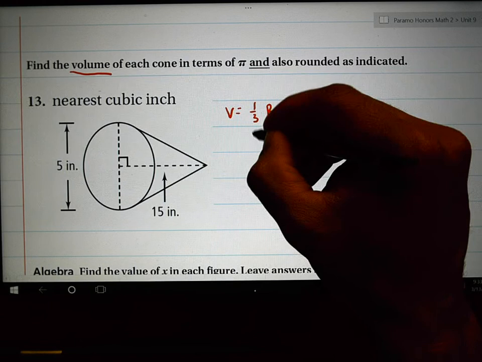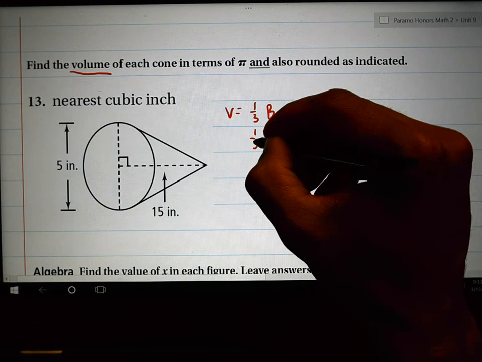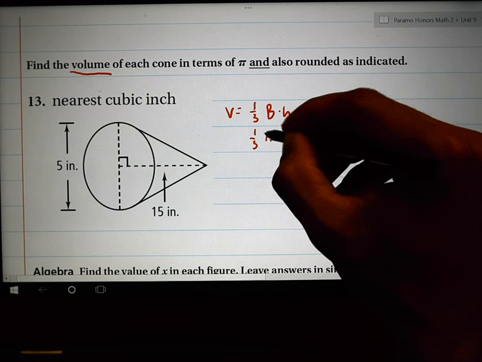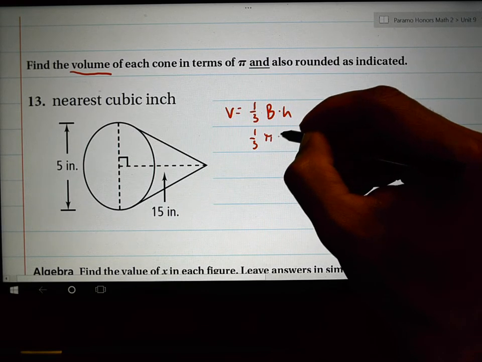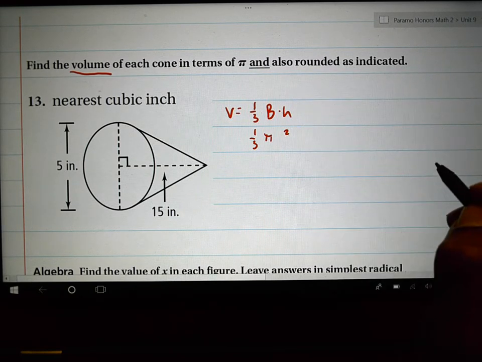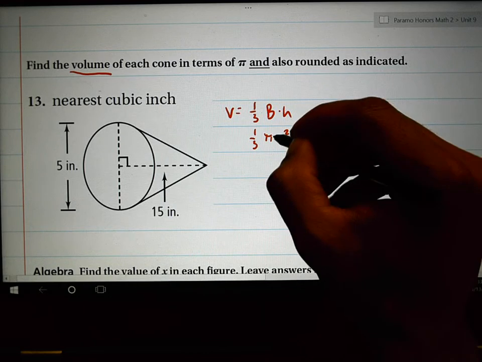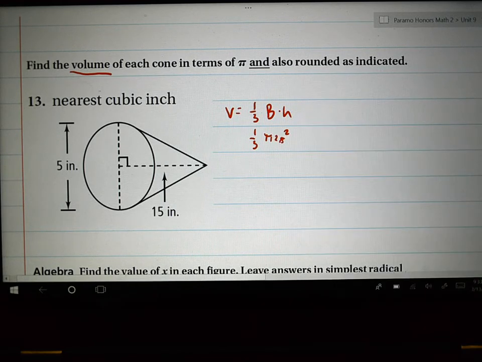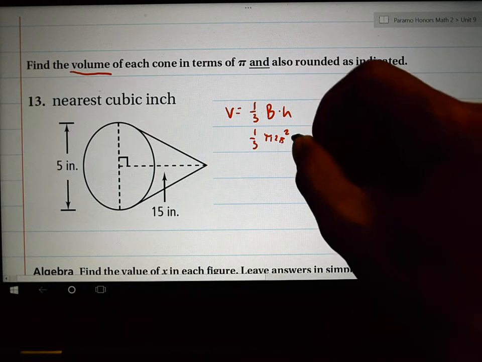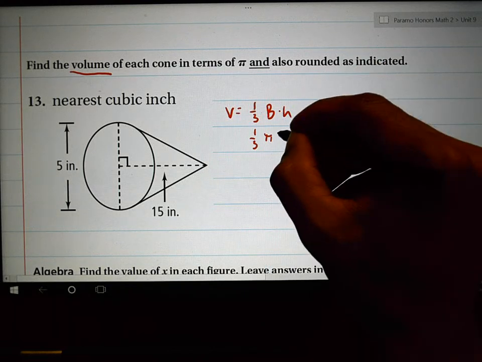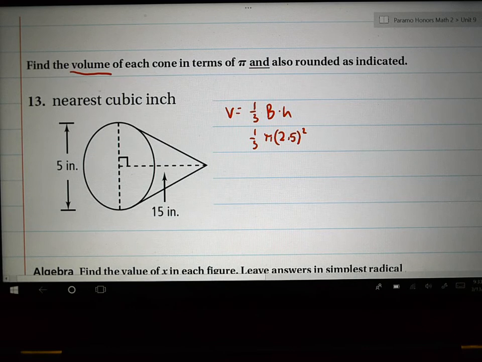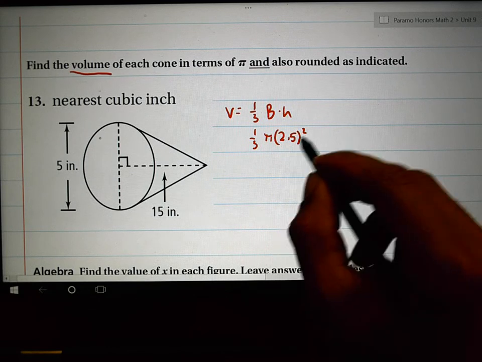One-third. The base here is a circle, so I need to use pi r squared. What's my radius of this thing? 2.5. That is ugly handwriting. I am sorry. Anybody who sees that? Okay, let's do that a little nicer, Mr. Paramo. 2.5, the radius, pi r squared. There's B.